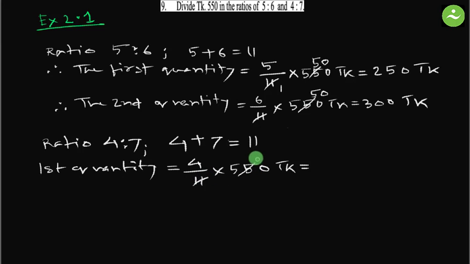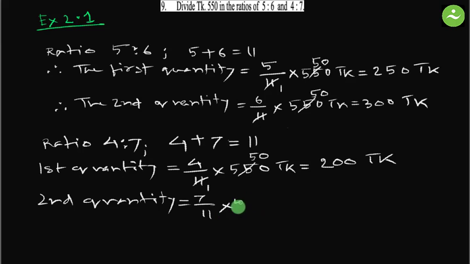Simplify, this becomes 50 and here we get 1. 4 into 50 is 200. Second quantity equals 7 by 11 multiply 550 taka, simplify, divide by 11, this becomes 50. 7 into 50, 350 taka.